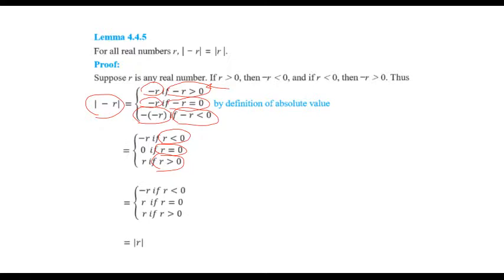And here, if negative r is 0, then negative r becomes 0, right? So I just wrote 0 instead of negative r. And since negative of negative r is r, I simply replace this by an r. So we reach the definition of absolute value. We basically found the definition of the absolute value of r. So we are done with the proof of lemma 4.4.5.